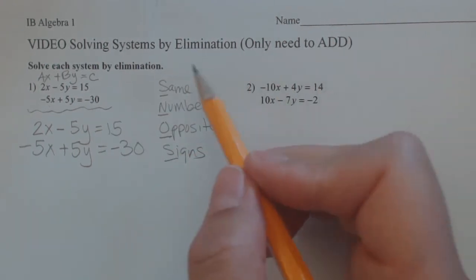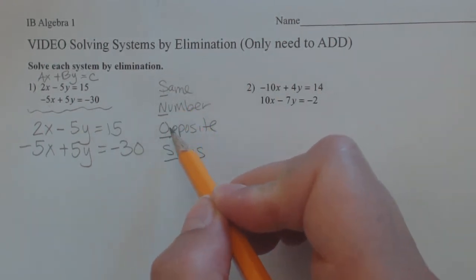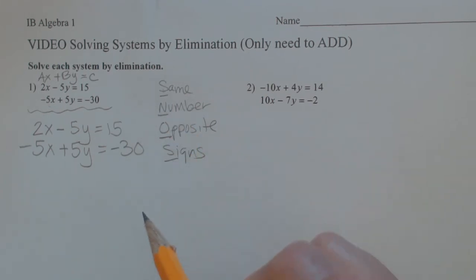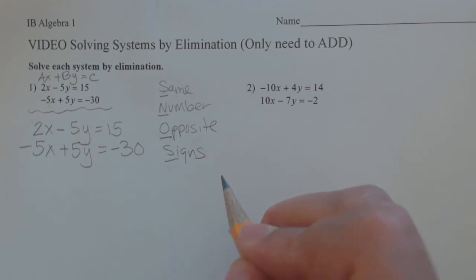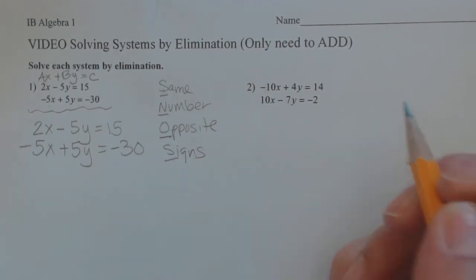And I like to abbreviate this as SNOS, S-N-O-S, SNOS. We didn't really have a lot of snow days today, did we? Actually, no, I think it's like 92 outside.